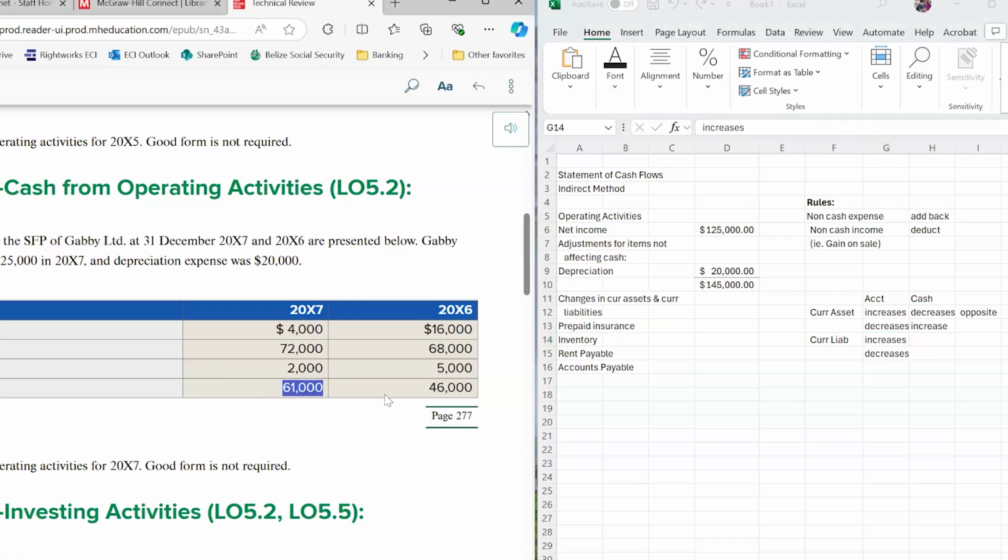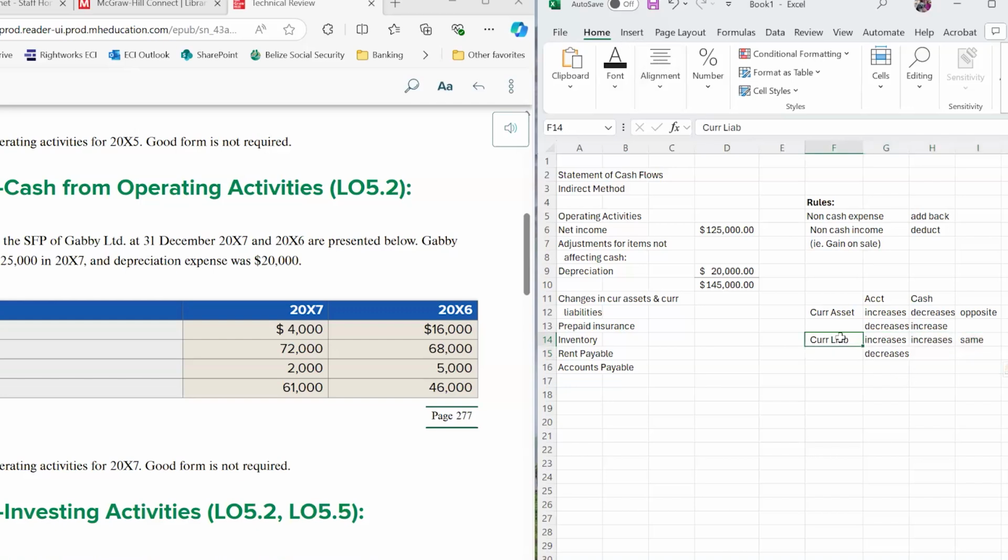We owe them 61,000. Last year, we only owed them 46. That means we didn't pay them as much this year because there's more owing. So basically what happens is when your current liabilities increase, that means your cash also increases because you paid less. And so this goes the same direction. Okay, so hopefully that helps people with the rules.